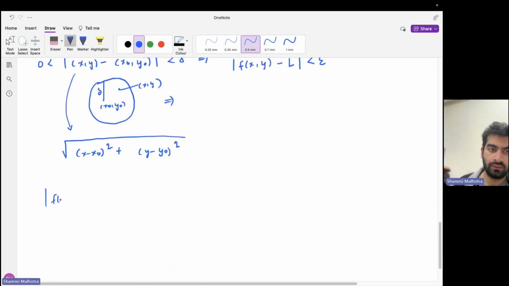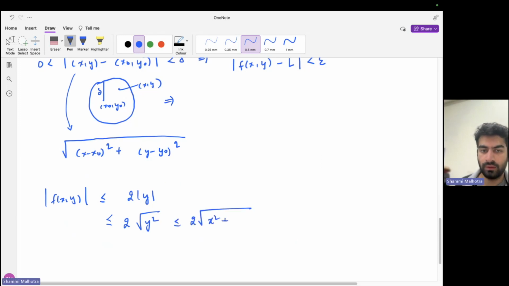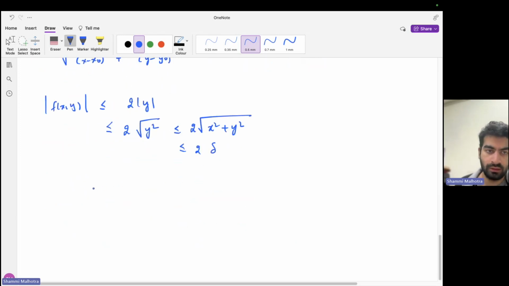So we have f(x,y) bounded by twice of mod y, and we can observe that we can write this as mod y as square root of y square, and this is less than twice of x square plus y square, and so this is less than delta. So my function value is less than delta and I want it to be less than epsilon. So I want this thing to be less than epsilon, and this can only happen if I take delta to be epsilon by 2.